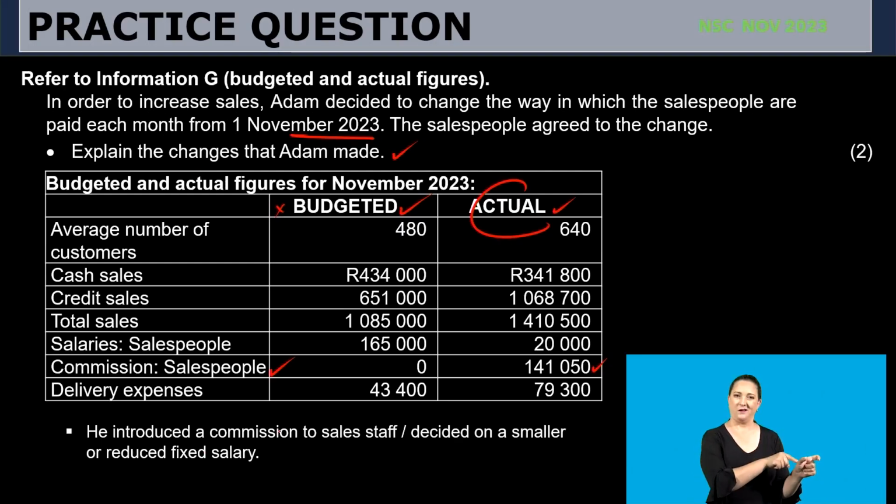He introduced a commission to the sales staff. All right, so he has decided on a smaller or reduced fixed salary. He was paying them 165 here, but is now paying them only 20,000, and then the remainder is paying them on commission. That is one change that we can see that Adam has made.